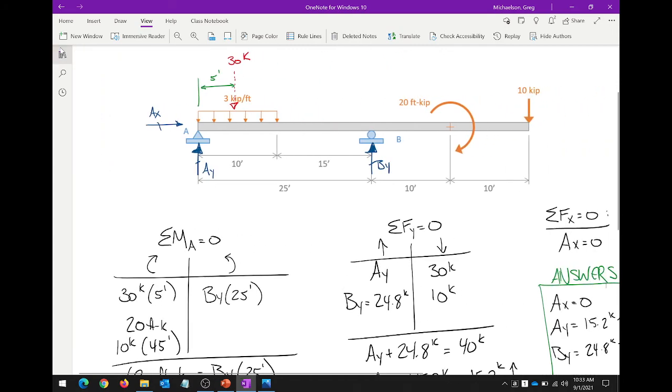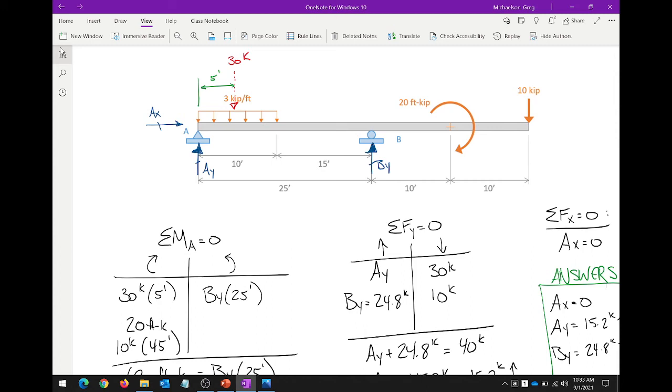Let's look at this beam. Let's say that we summed forces in the Y direction first. So we would get AY going up, BY going up, and we get 30 and 10 going down. So if we sum forces in the Y direction first, we would get AY plus BY equals 40 kips. We wouldn't know what AY and BY were. We would just know that adding them together, we'd have to get 40 kips, right?